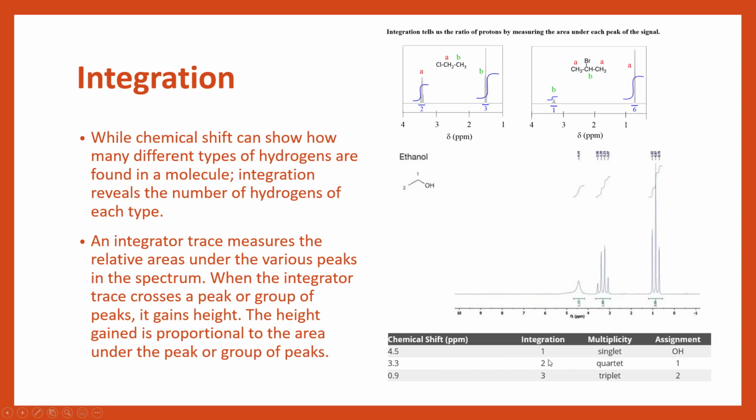So all of our integration makes sense because we're told we have 1 hydrogen, 2 hydrogens, and 3 hydrogens here. So we have 6 total, which matches if we add up all the hydrogens in our ethanol: 1, 2, 3, 4, 5, 6. So that makes sense. We can get loads of information from our NMR spectrum. Again, it is the only means we've used so far that gives us that much detail.